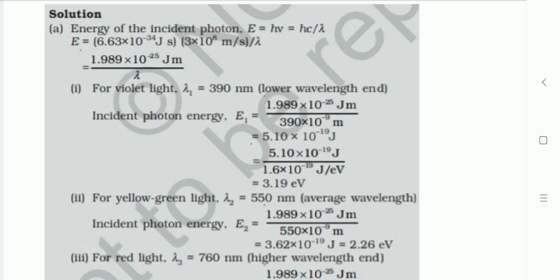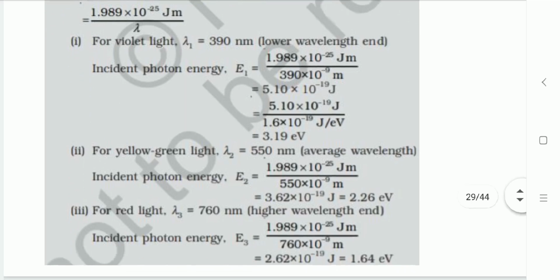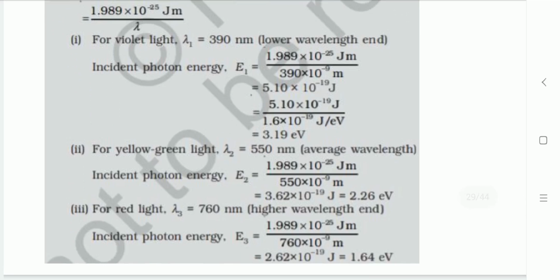Likewise, substitute the yellow-green average wavelength λ2 equal to 550 nanometer and we get energy 3.62 × 10^-19 joule, which is 2.26 electron volt. Now substitute the λ for the red color, λ3 equal to 760 nanometer. By substituting that value, we have energy 2.62 × 10^-19 joule. That would be equal to 1.64 electron volt.